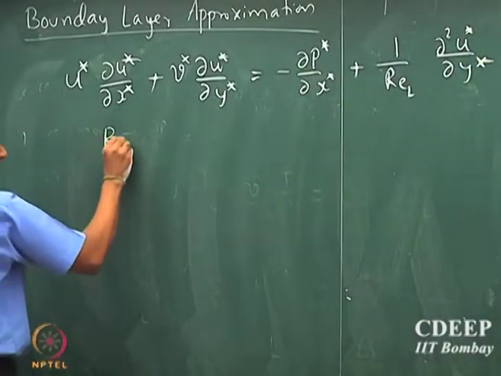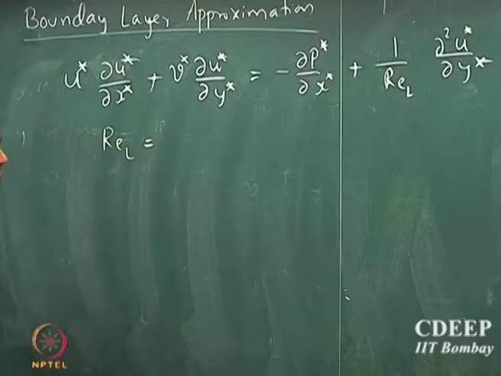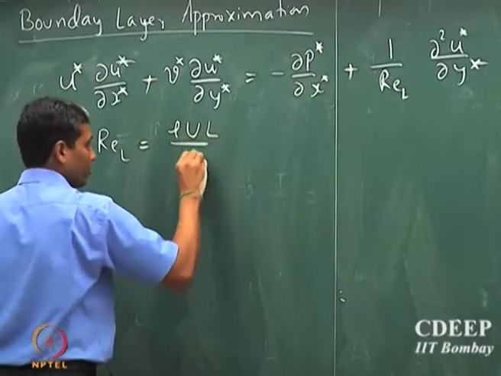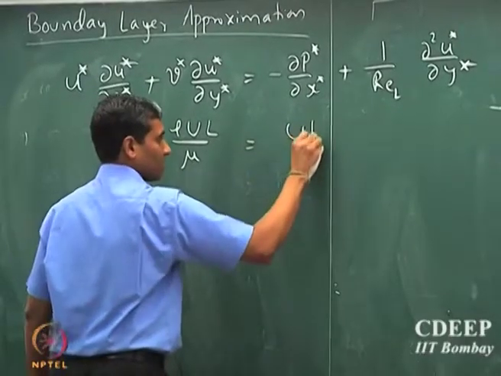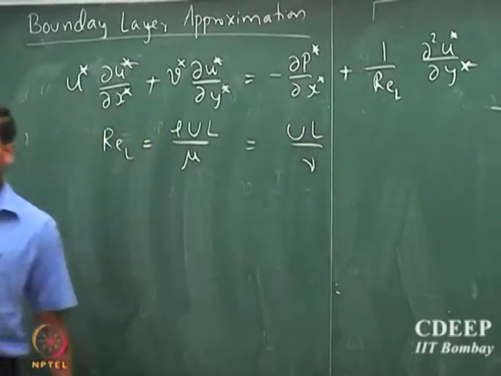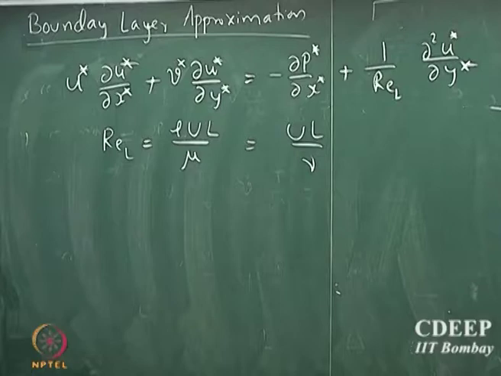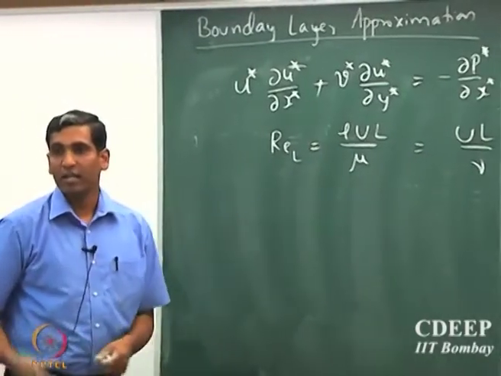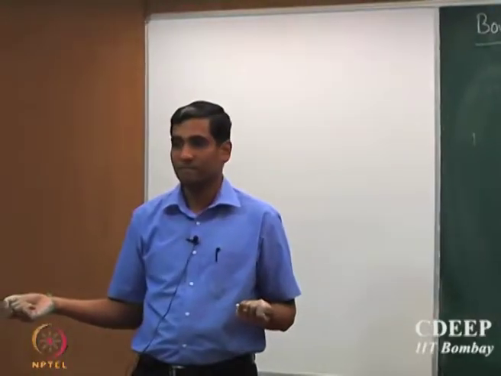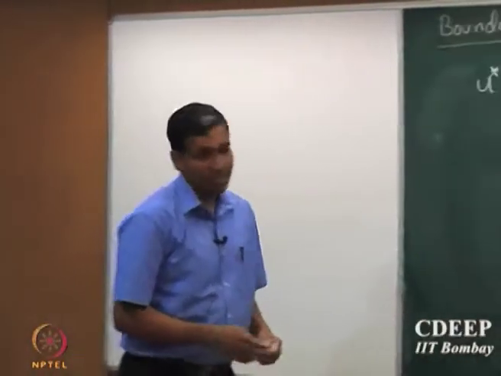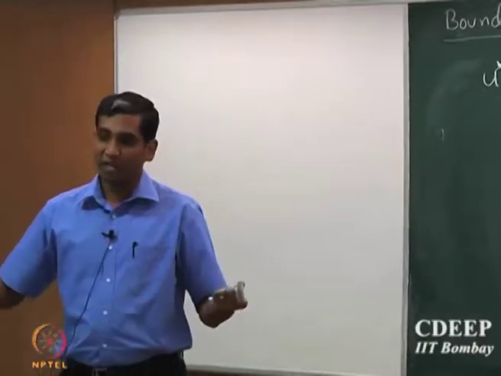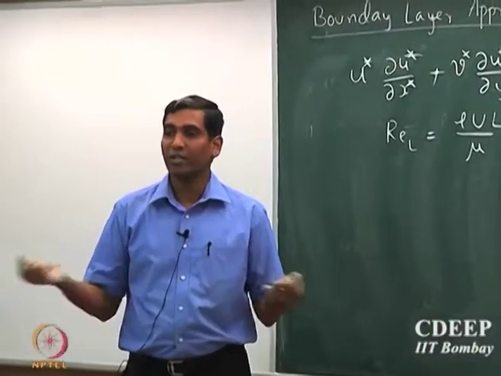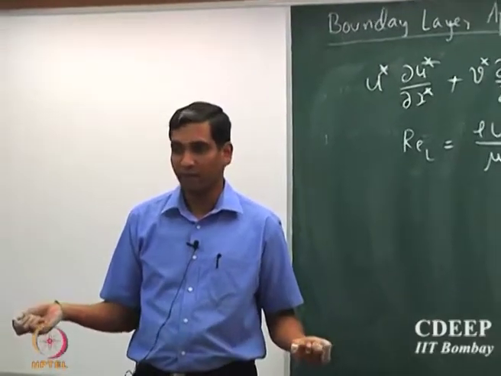So, Reynolds number is nothing but rho U L by mu. If I know the kinematic viscosity, which is mu by rho, then Reynolds number is U L by nu. So, this is the Reynolds number for the flat plate, defined based on the length of the flat plate. This Reynolds number will tell you what is the transition from laminar to turbulent flow.